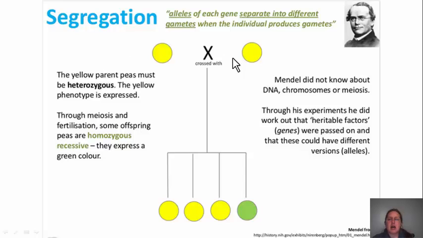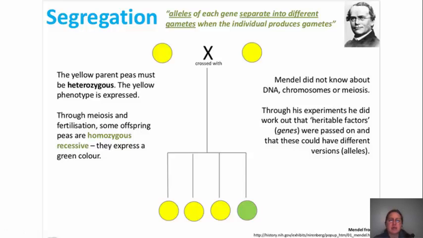So, Mendel, in his experiments, he figured out that there was something, heritable factors, what he called them, that were passed on, and that these heritable factors could have different versions. We know now that these heritable factors are called genes, and that these different traits or different versions of the genes are called alleles. But Mendel didn't know any of this.